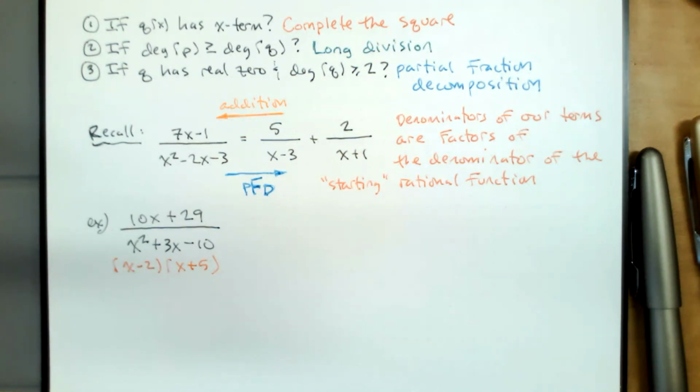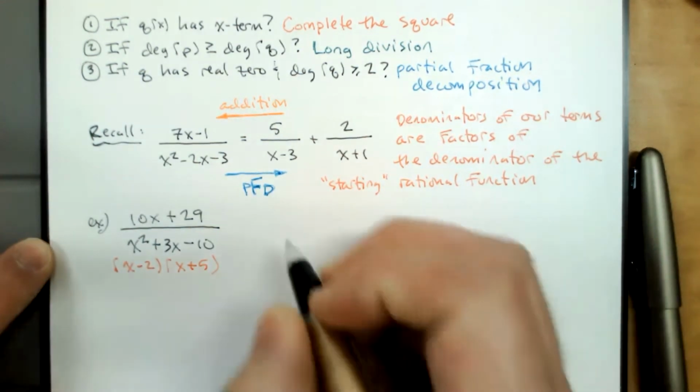So I want to break this fraction, 10x plus 29 over x squared plus 3x minus 10, into a sum of fractions. And the denominators of those terms are going to be factors of my original denominator. That's one of the words. I was trying to think of that word earlier. Original.